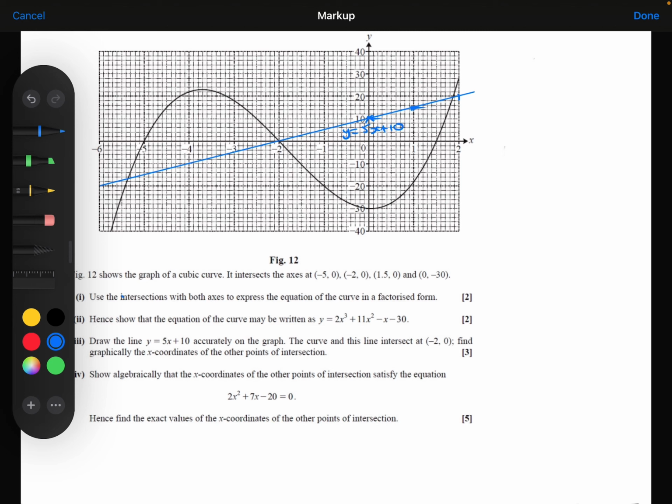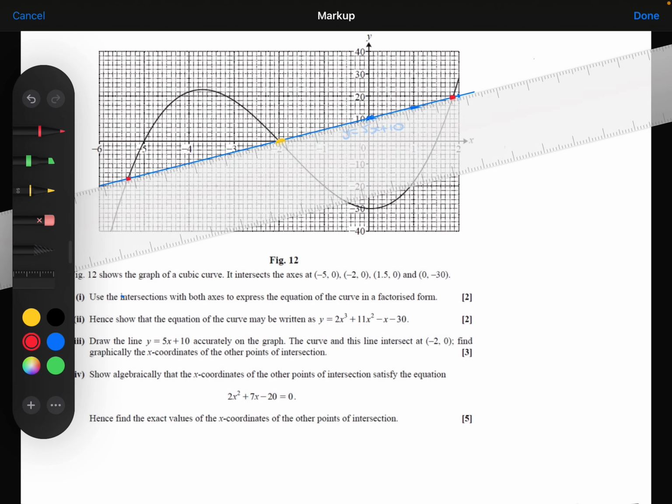Just continuing reading the question, I've drawn the line accurately. The curve and this line intersect at (-2, 0). Yes, they do. I've shown that here. They intersect at (-2, 0). Good, so I think I've drawn my graph correctly. It says, find graphically the x-coordinates of the other points of intersection. So I can see they are also going to intersect here and here.